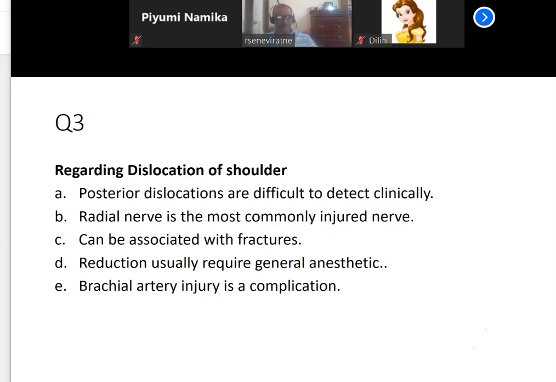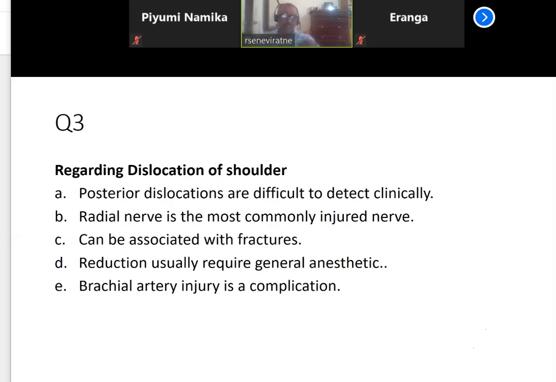Axillary nerve is associated with fractures, dislocation of shoulder. True. You can associate with several fractures, including fracture neck or the tuberosities. There are things called two part, 3 part, or 4 part injury. So you can have fracture to the head of the top end of the humerus that way. And any of these fractures can associate dislocations.